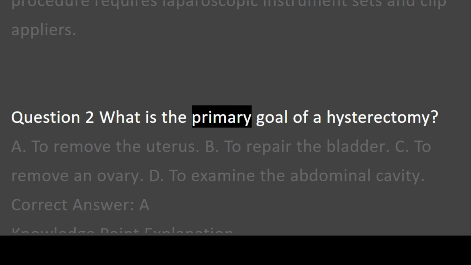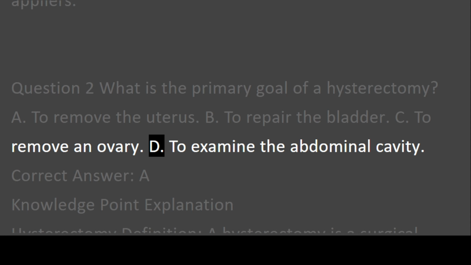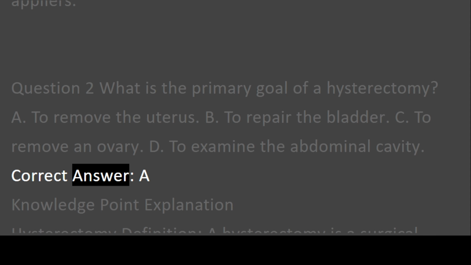Question 2. What is the primary goal of a hysterectomy? A. To remove the uterus. B. To repair the bladder. C. To remove an ovary. D. To examine the abdominal cavity. Correct answer, A.